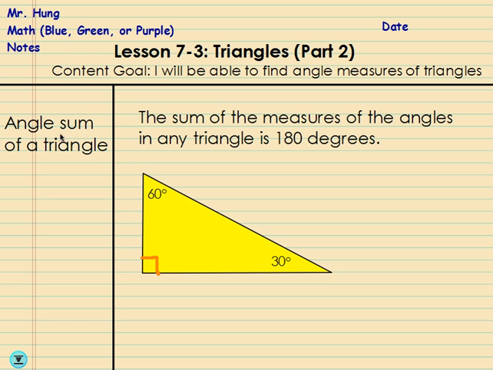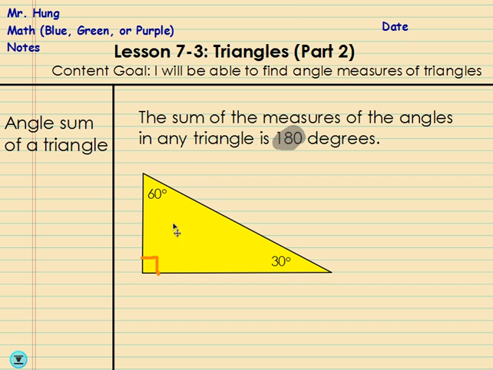First, the angle sum of a triangle, so sum means the total when you add up all the angles, is 180. So what that means is that if we look at each of the angles in the triangle and we add them all up, they will equal 180. Always, in any single triangle, it will always equal 180.